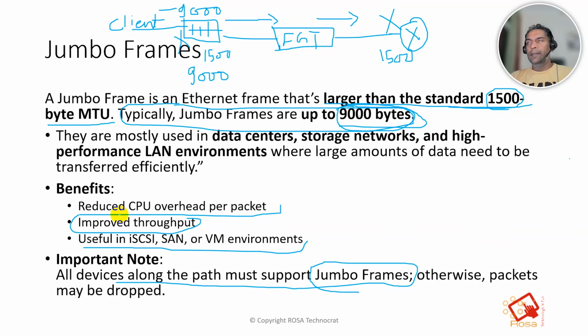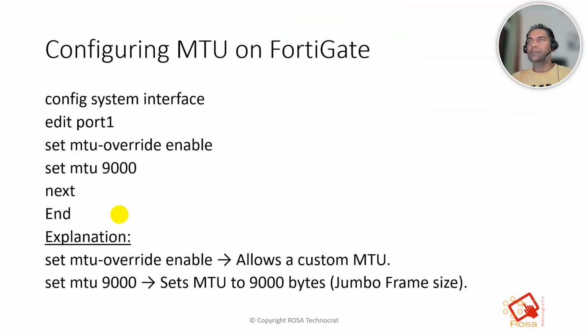So that's what a jumbo frame is: Ethernet frames larger than 1500 bytes. Technically, jumbo frames are not limited to 9000 bytes, but we call a 9000-byte frame a jumbo frame, and everyone's idea or perspective is that 9000-byte packets are called jumbo frames.